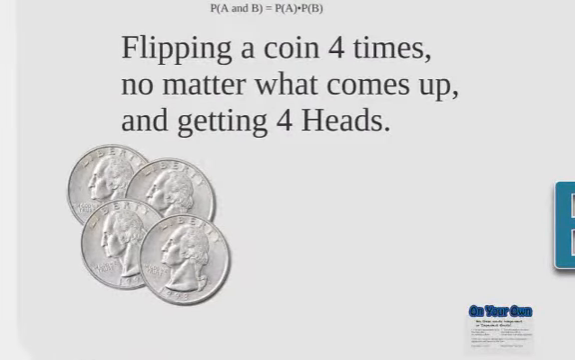So let's look at it this way. Flipping a coin 4 times, no matter what comes up, and getting 4 heads. I want to flip a coin 4 times, and I want to get 4 heads. This is independent, right? The previous flip of the coin doesn't affect the next flip. So let's flip a coin 4 times, and let's talk about the probability and what happens.